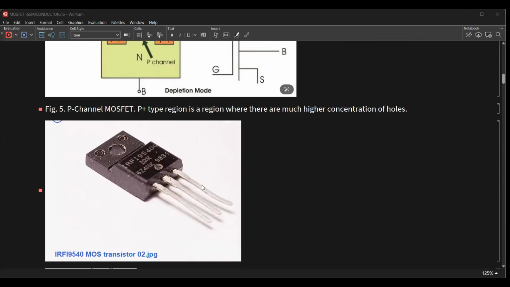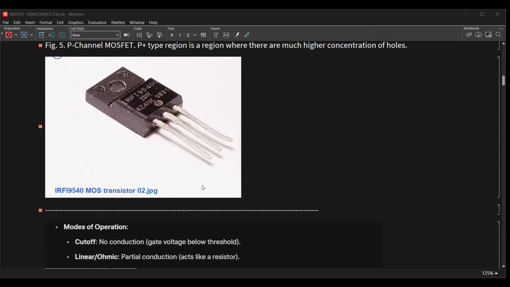So we have here the actual picture of the MOSFET in electronics. This is what we call the IRF 19540 MOS transistor.